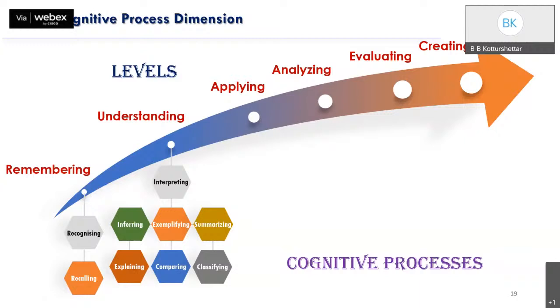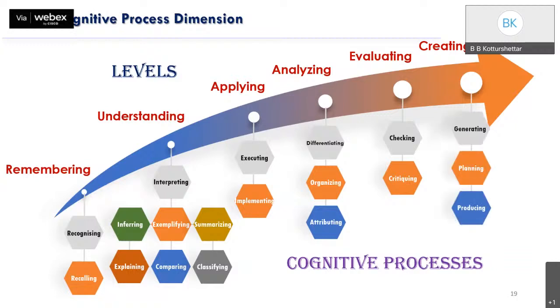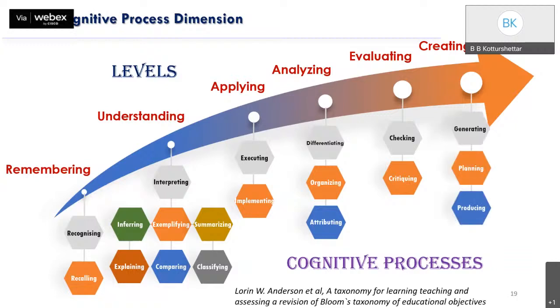Next is applying. Applying involves executing and implementing. So two processes. Analyzing involves differentiating, organizing, attributing. So it involves 3 processes: differentiating, organizing, attributing. Evaluating involves checking and critiquing. And lastly, creating involves generating, planning, producing.